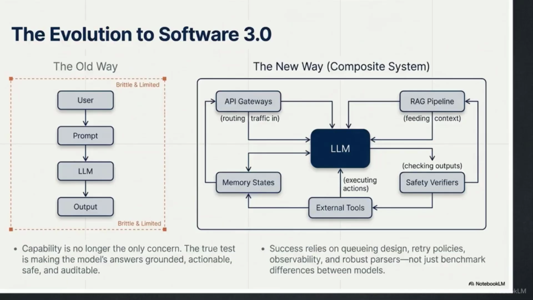Software 3.0 uses a composite system architecture. Here, the language model functions as a central reasoning engine, securely surrounded by API gateways, memory states, and safety verifiers.